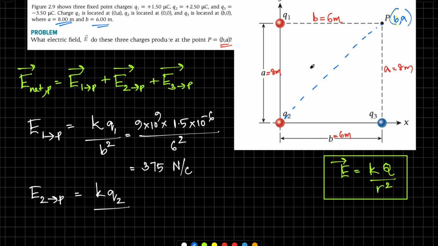This is the distance. How do you find this distance? Let's use the Pythagorean theorem. It's a right angle triangle. So this distance will be square root of 8 square plus 6 square. 8 square is 64. 6 square is 36. So root of 100, which is 10 meters. So this side is 10 meters, the square root of a square plus b square.